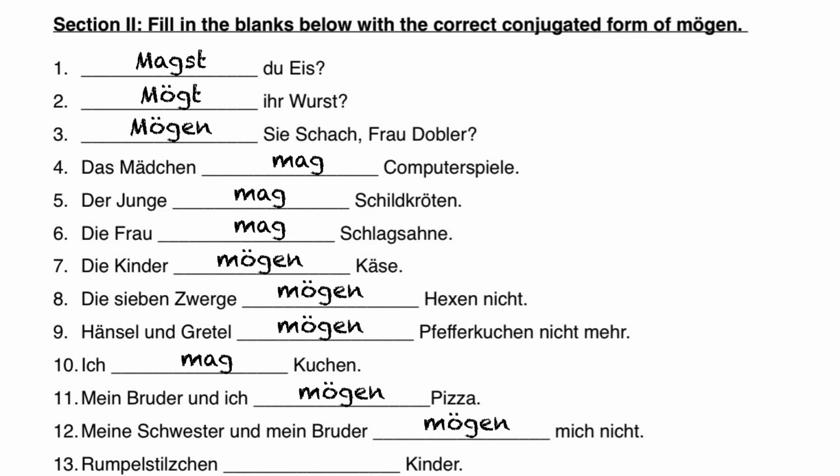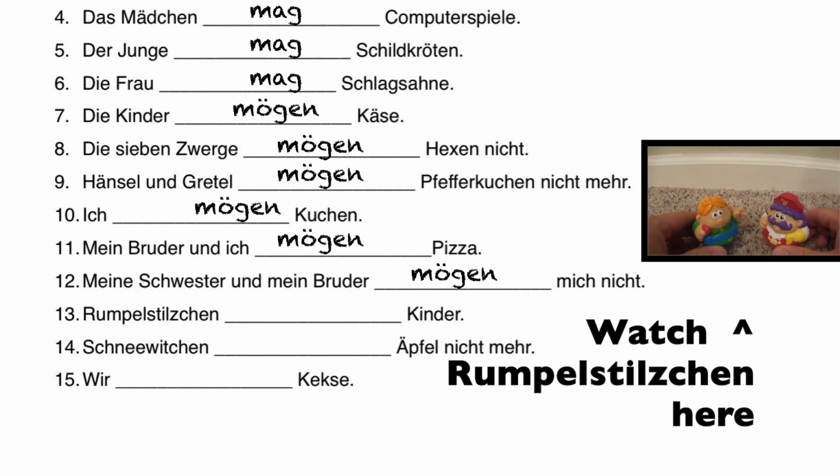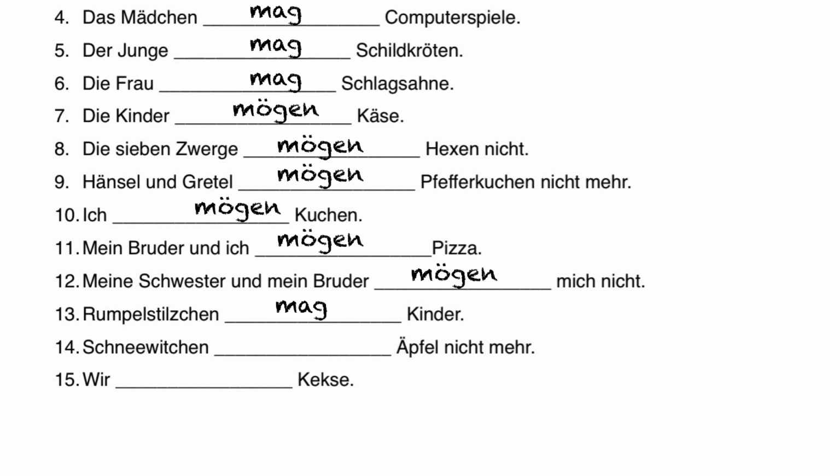My sister and my brother don't like me. In Nummer 13, Rumpelstilzchen is our subject, and therefore we use here the er/sie/es form again, and we say Rumpelstilzchen mag Kinder. Rumpelstilzchen likes children. Schneewittchen something Äpfel nicht mehr. Schneewittchen is our subject, and so we say Schneewittchen mag Äpfel nicht mehr. Snow White no longer likes apples.